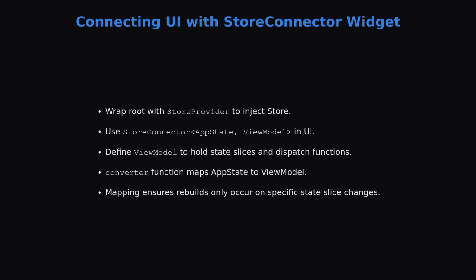necessary dispatch functions. The converter function inside the StoreConnector performs the crucial mapping from the global app state to the local ViewModel. This explicit mapping is essential because it ensures the widget only rebuilds when the specific mapped state slice changes, preventing unnecessary updates. Actions are invoked by calling the dispatch function exposed through the ViewModel instance.